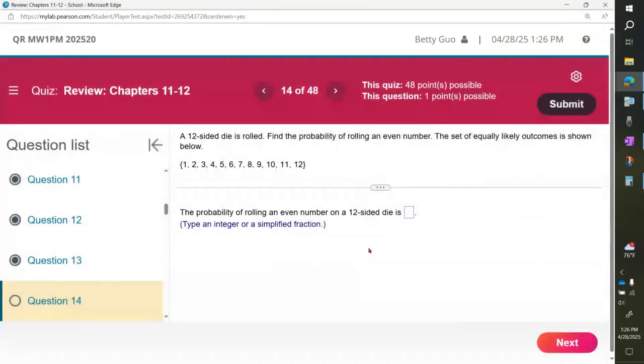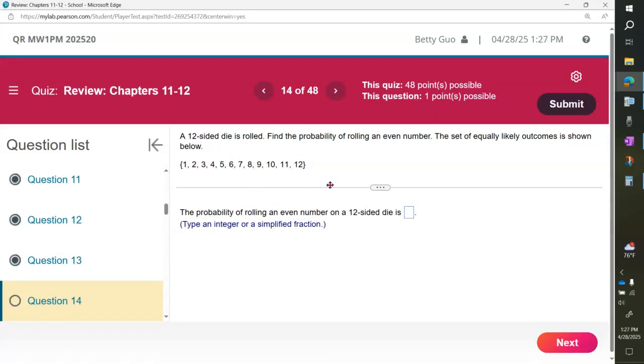Question number 14. Yes, from this question we start the probability. The first 13 problems are about combination, permutation, and the fundamental counting principle. From this problem, number 14, we're going to start to talk about probability. This is a classical one. A 12-sided die is rolled. Find the probability of rolling an even number. The set of equally likely outcomes is shown below.